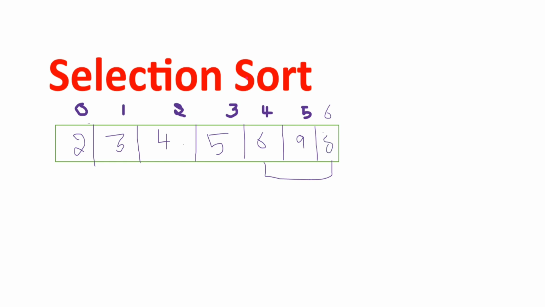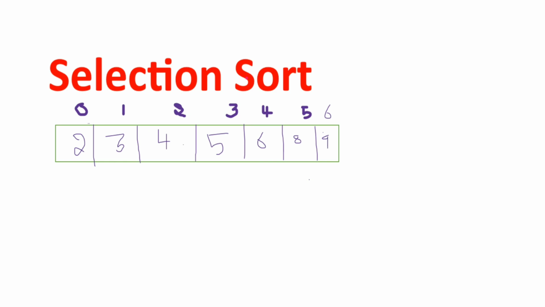Next current element is 9. So, what I need to do is find the smallest element in the unsorted part. The unsorted part is 9 and 8, right? The 8 is the minimum element. Swap 9 with 8. After swapping, in the 9th place, I need to put 8. In the 8th place, I need to put 9.